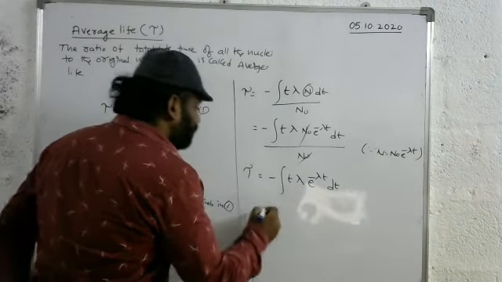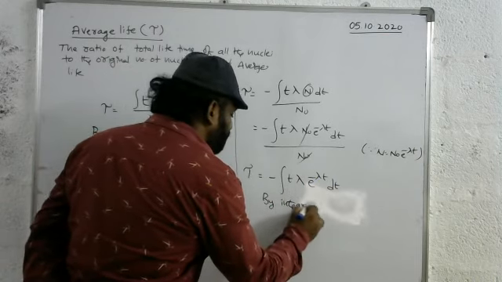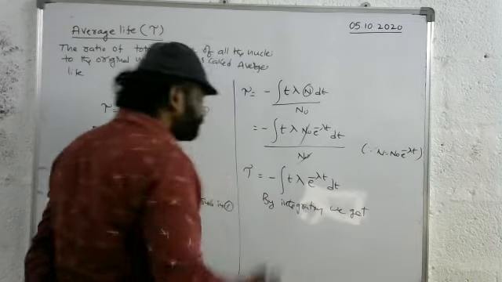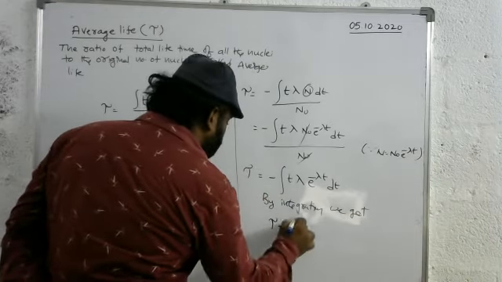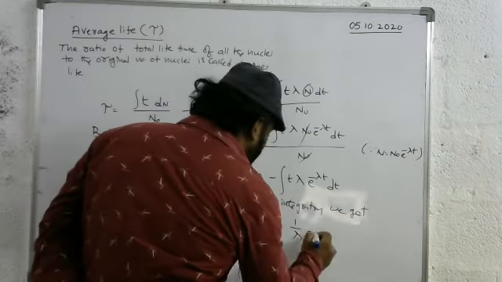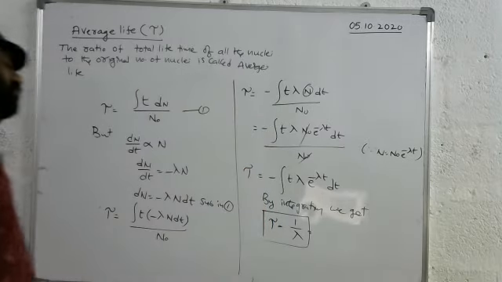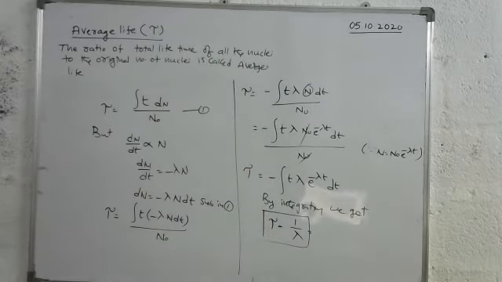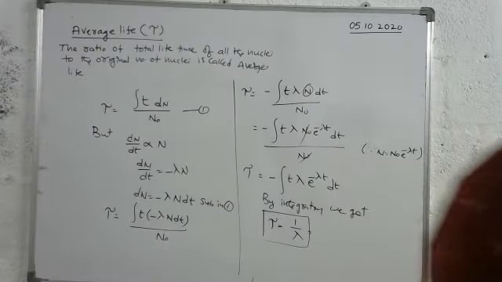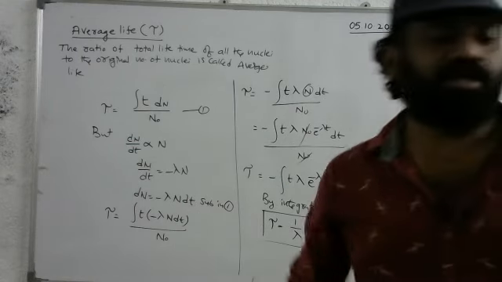This is tau. By integrating, we get tau is equal to 1 by lambda. This is one formula: tau is equal to 1 by lambda, where lambda is the decay constant. We know that lambda is the decay constant.